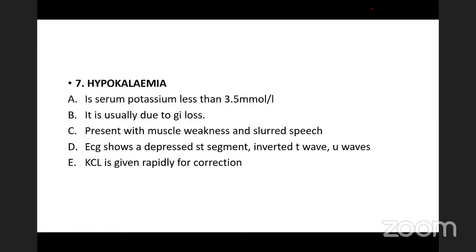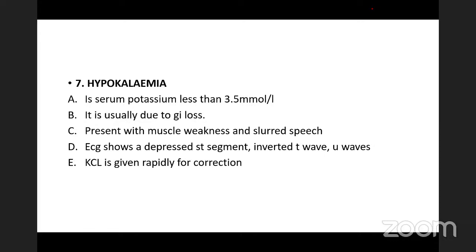E, potassium chloride is given rapidly for correction. Now, note that all these options from A to D are correct. Potassium chloride is one of the drugs you do not give in bolus. You don't give it rapidly. If you give it rapidly, the patient may develop cardiac arrest. Normal serum potassium is between 3.5 to 5.6 millimoles per liter.